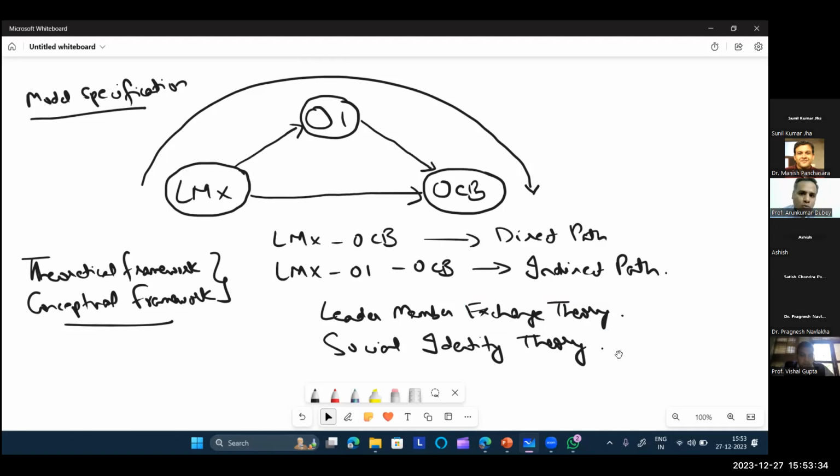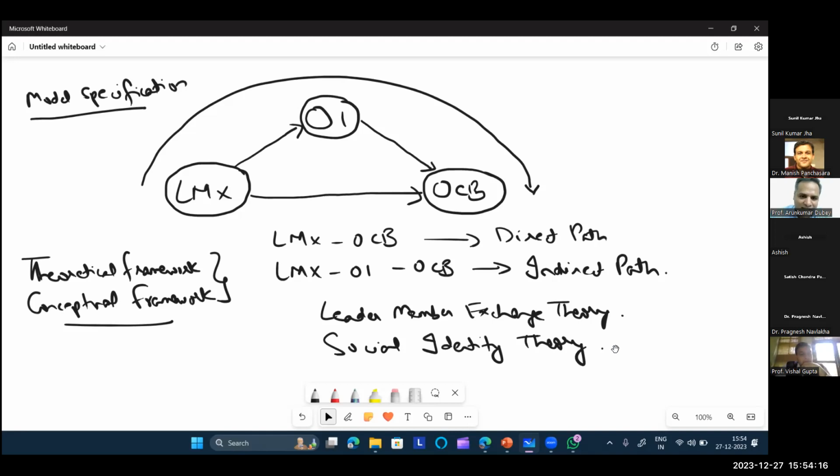Let's say if I'm in the good books of my leader, I will tend to identify myself with that particular organization, because identification leads to categorization. And if I categorize myself favorably, I tend to engage in certain beneficial behaviors which will help the organization. So if you focus on this particular model, the theoretical framework is LMX and social identity theory. Theoretical framework means which theory you are using to explain your conceptual model. Does that make sense?